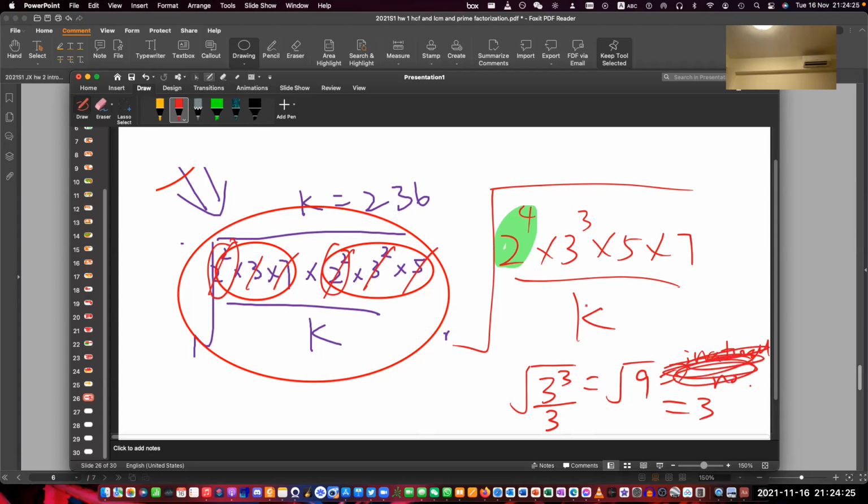So therefore, the K should contain a 3, because you are going to divide by a 3, right? So that you can square root 3 to the power of 3. That's why you need a 3 in K. So do you understand this step?